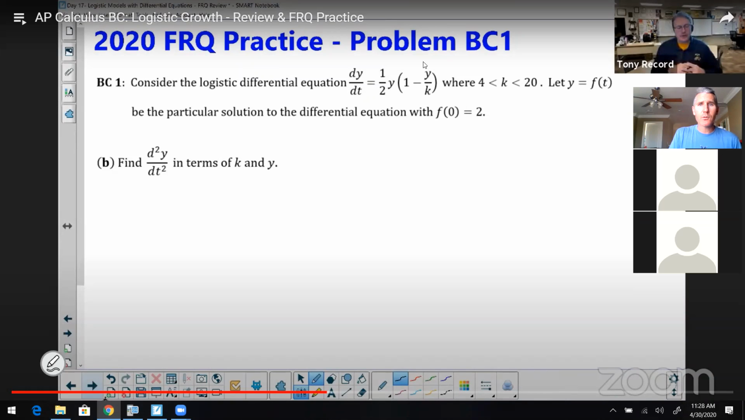So they give you this problem, a logistic differential equation, and they want you to find the second derivative of y with respect to t. I'm going to give you 2 minutes. I'm going to pause this recording for 2 minutes right now for you to do that. Go ahead and do this for 2 minutes. Go ahead.